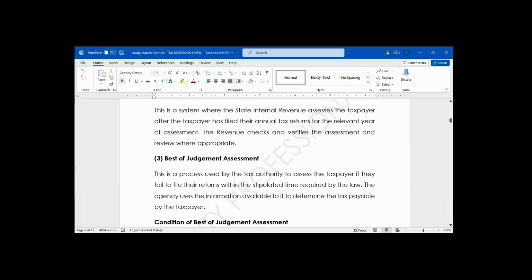So when they fail to file information, when the tax authority asks, give us your bank statement, and you fail to provide it, give us your statement of income and expenses, and you fail to, they will not have an option other than to raise a best of judgment assessment on you. They will assume this is your income. This is the tax you must pay.